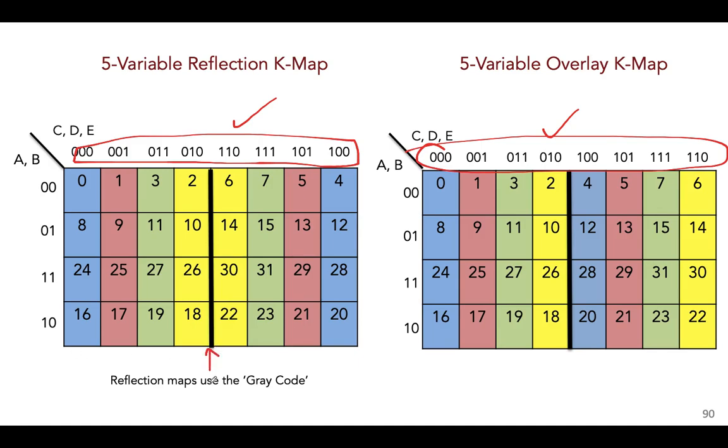So in a reflection map, this half is a reflection of this half, but in an overlay map, this half is supposed to overlay on top of this half. So now when you're clear with the numbering and the ordering of the cells, and you're clear with the understanding of which cell is adjacent to which cell, we can take a quick look at an example of how to simplify a 5-variable K-map in the overlay format.